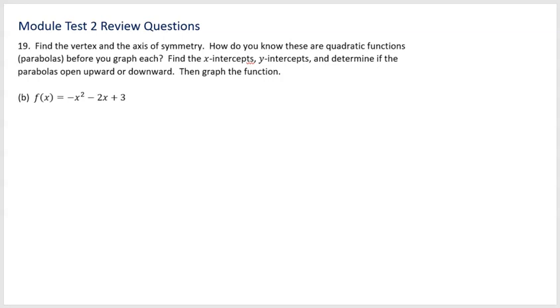All right, so let's continue on with number 19b. Again, we're supposed to find a lot. We're supposed to find the vertex, the axis of symmetry, the x and y intercepts, the shape of the graph, lots of things. So let's go in order. Let's first find the vertex.